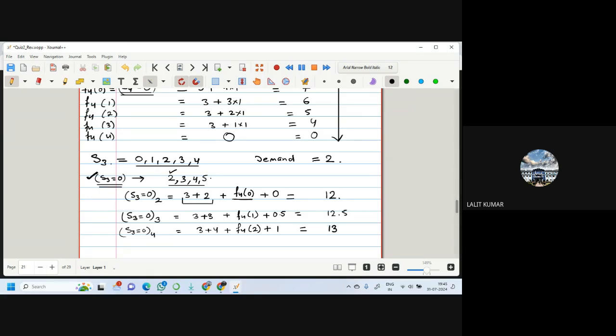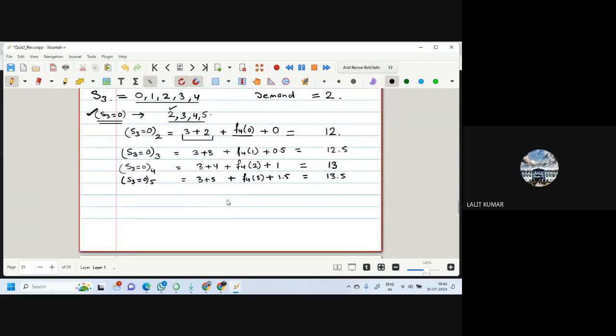Is this clear? Now here S3 is equal to 0 and I order 5. So this becomes 3 plus 5. 2 I consume, take 3 in future, and that's why my holding cost is 1.5. So this becomes 8 plus F4 3 is 12. This becomes 13.5. Is this clear? So this we have understood.